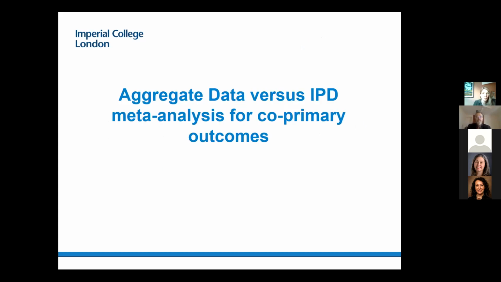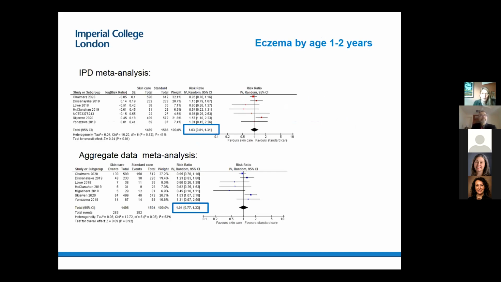So I've now got the results for the co-primary outcomes. First up is eczema. The pooled primary result for eczema was similar between the analyses, indicating no benefit of early skin care interventions on eczema. In the IPD analysis, which is shown in the top figure, the pooled adjusted relative risk was 1.03, with a 95% confidence interval going from 0.81 to 1.31.